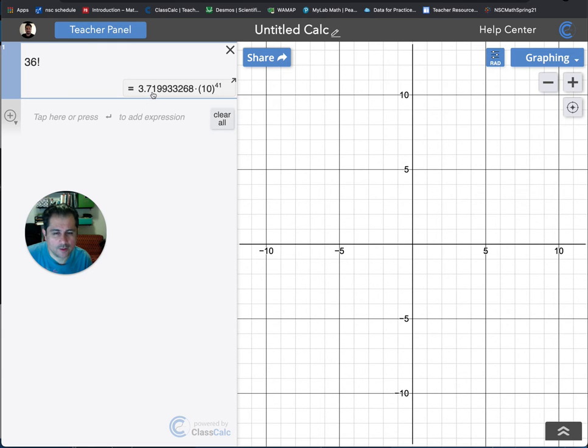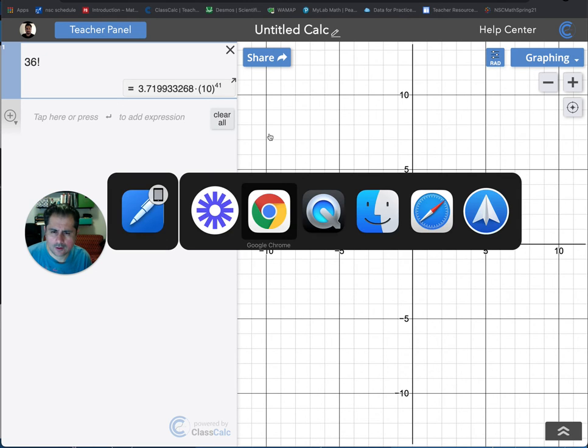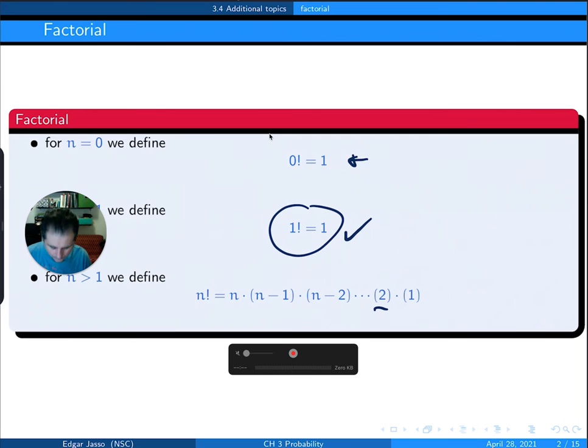It's 3.72 times 10 to the 41. So it's a huge, huge number. It gets very big. So I was right there.